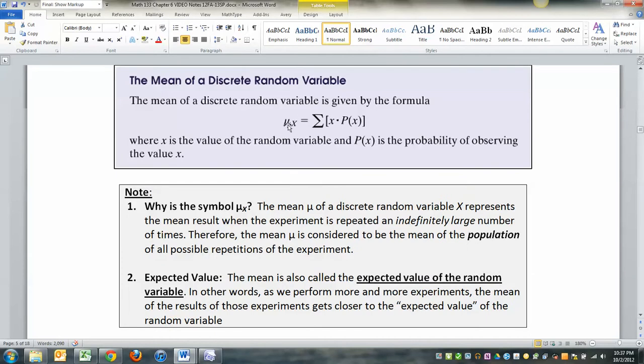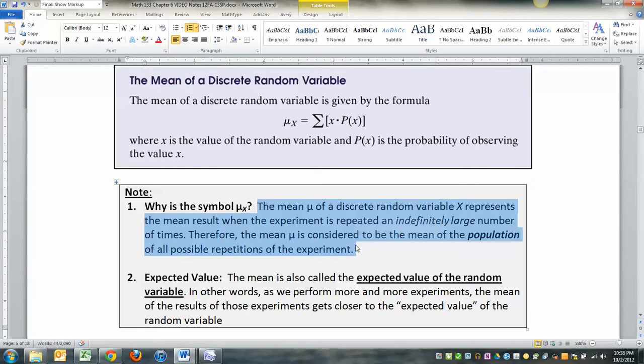This is mu, not x bar. So why isn't it an x bar? And the answer is, because it's a probability distribution, it's assumed that this is how it's going to work for the entire population, because probability is really about all future events, all of them, right? And since it's about all of them, it has to be a mu, right?